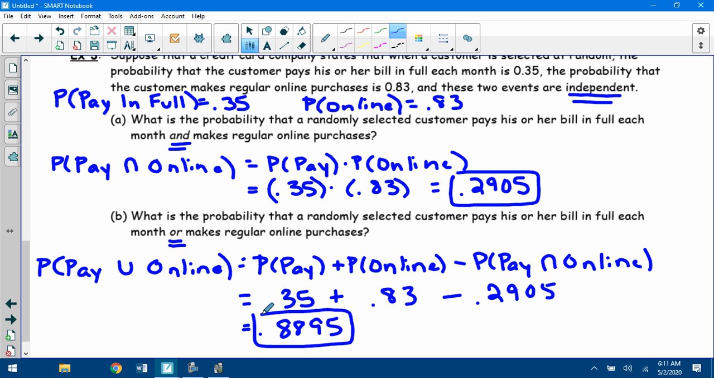Now, as a follow-up question to that, is paying in full and paying online mutually exclusive? No, it is not, because there is an overlap. This probability in part A wasn't zero. So again, you can be independent and not be mutually exclusive. They're not the same thing. So let's make a note. Not mutually exclusive.